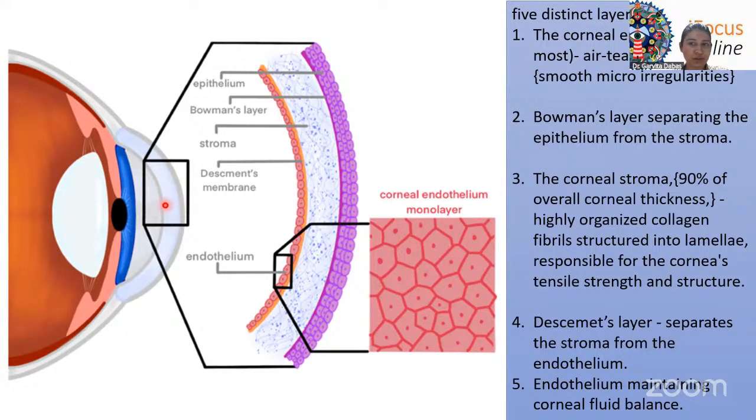the corneal stroma, which forms 90% of the corneal thickness and consists of collagen fibrils, which are fashioned into lamellae and responsible for the cornea's tensile strength and structure. Ultimately comes Descemet's layer, which is a strong layer that separates the stroma from the endothelium. Finally, it's the endothelium, which is the innermost layer, and it is imperatively important for the corneal fluid balance.